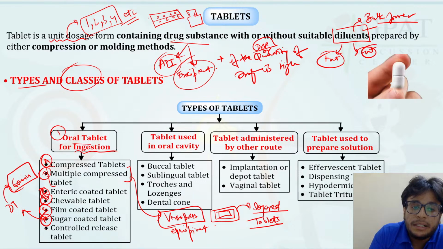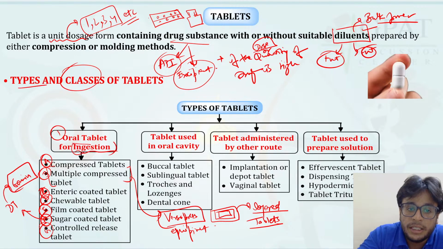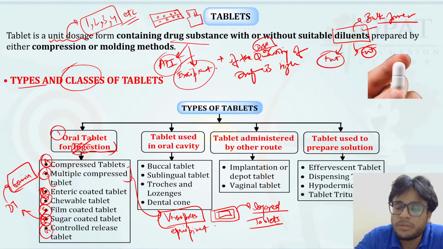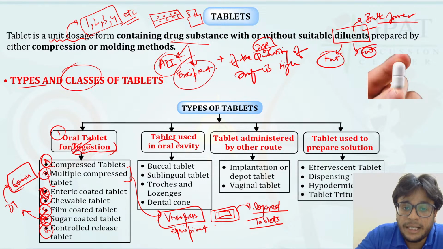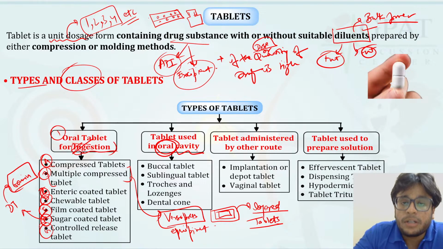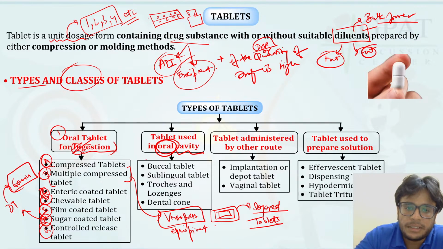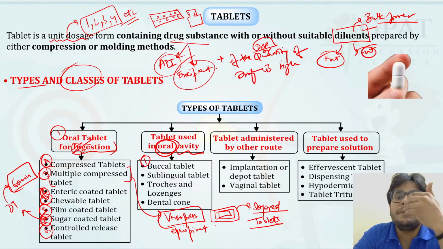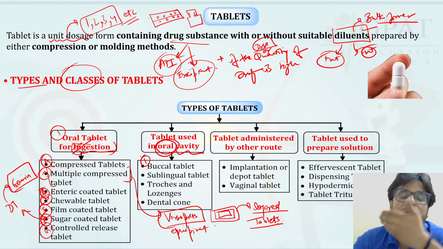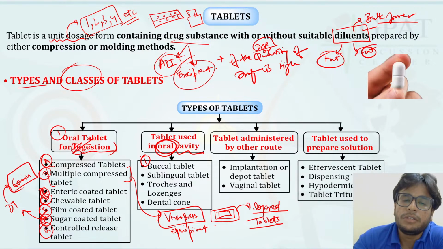All of these are examples of tablets that are ingested, meaning we have to take them inside the body. Then we come to a specific category, the tablets that are placed into our oral cavity. The first is the buccal tablet. They are mainly placed in the buccal cavity. This buccal pouch, which lies between your cheek and your jaw, is where the buccal tablet is placed.